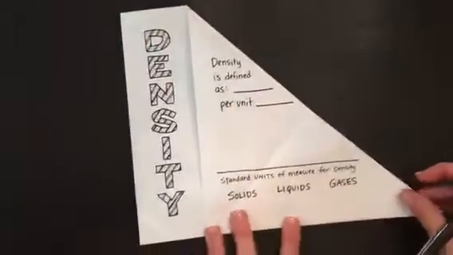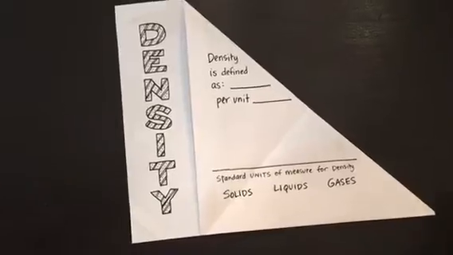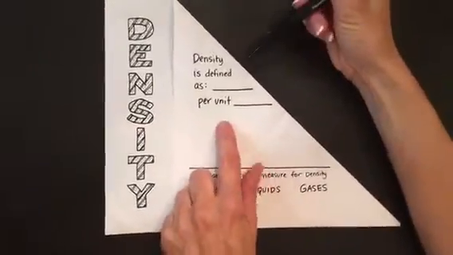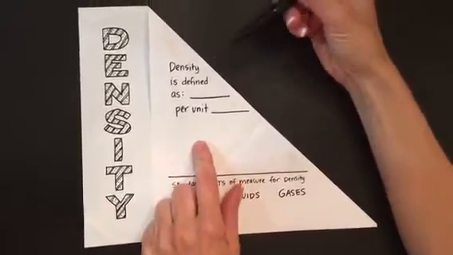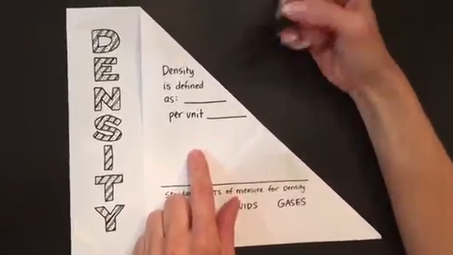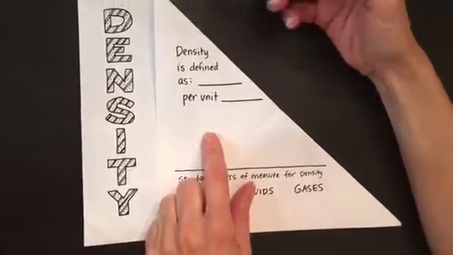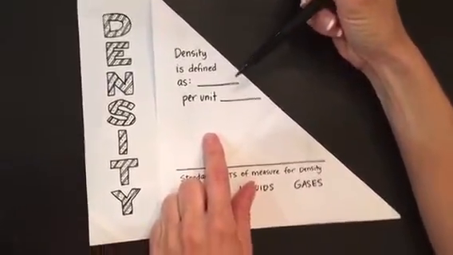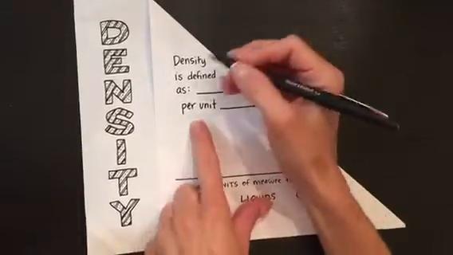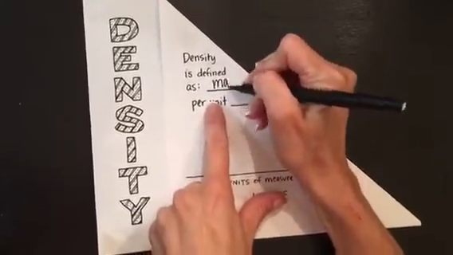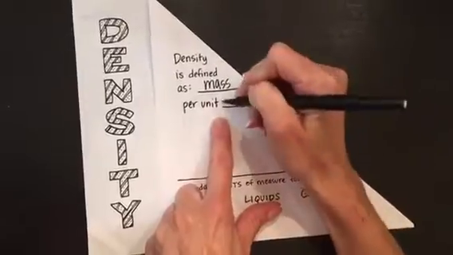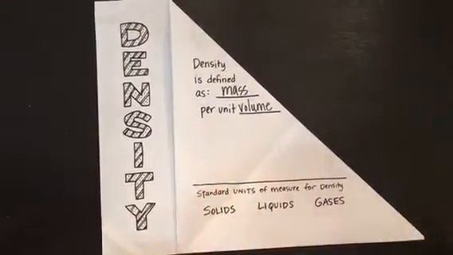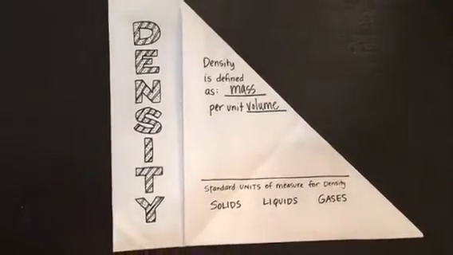Okay, so this is back to the foldable, and you're going to fill in the outside of the foldable. Yesterday we learned about density with our pencil lab and our orange and all of our floating objects and their buoyancy. So go ahead and tell me what density is defined as. Okay, and then in these blanks you're going to put, it's defined as mass per unit of volume. So we are comparing the mass and the volume of an object to figure out its density.